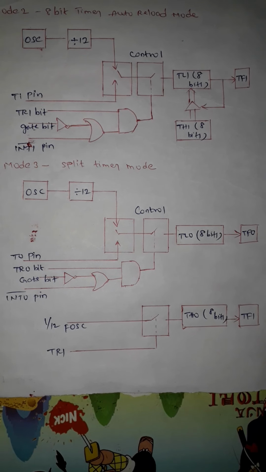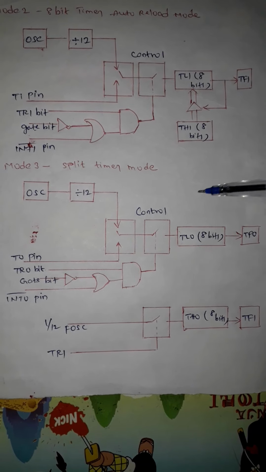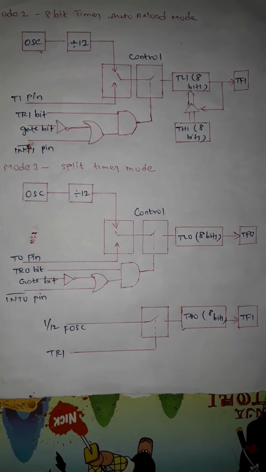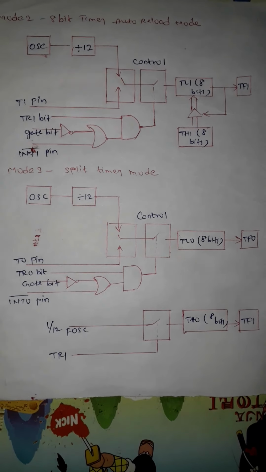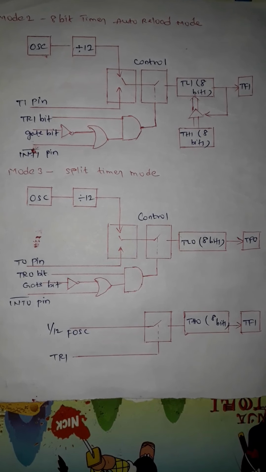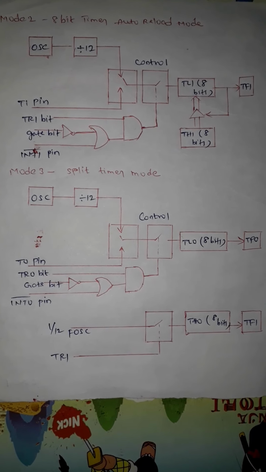You can use timer 0 as two 8-bit timers, and you can use timer 1 for the baud rate generation. So this is about the timers.